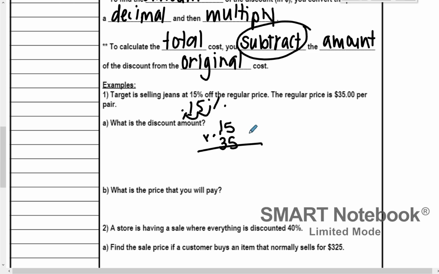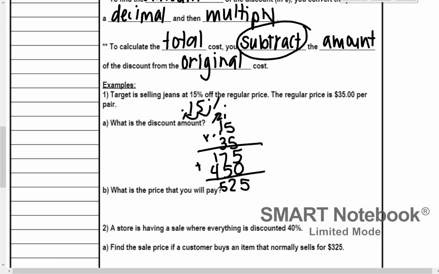5 times 5 is 25. 5 times 1 is 5, plus 2 is 7. Moving on over to that 3, we add a 0 placeholder. 3 times 5 is 15. 3 times 1 is 3, plus 1 is 4. We're going to add them up. 5 plus 0 is 5. 5 plus 7, 7, 8, 9, 10, 11, 12. 4 plus 1 is 5.